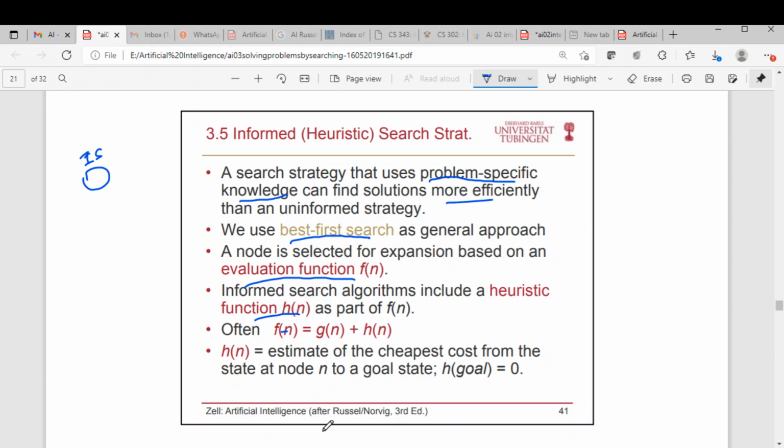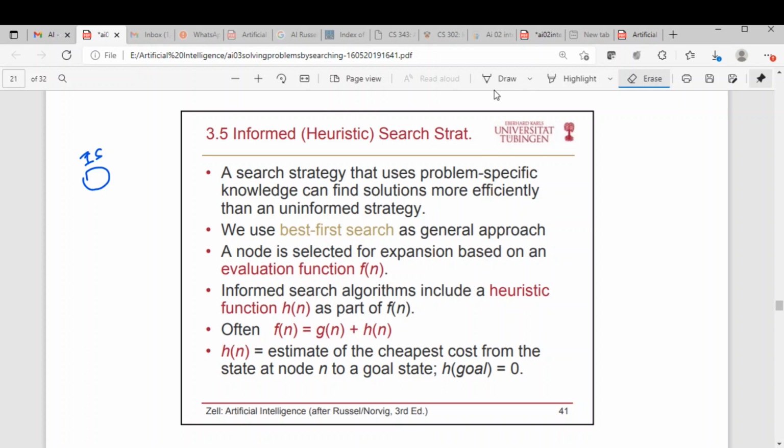There are different ways of forming the evaluation function. One of the ways is stated as f of n equals g of n plus h of n, where f of n is the evaluation function and h of n is the heuristic function.